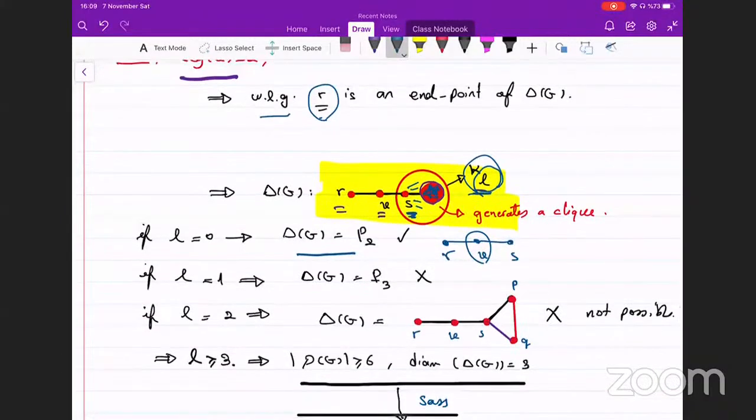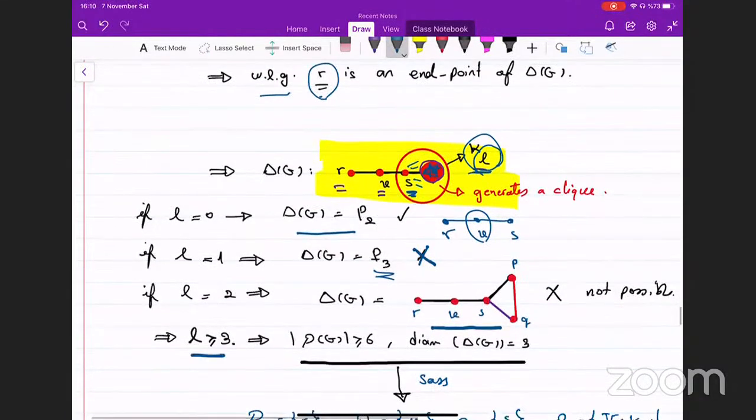If L is 1, then you obtain a path of length 3. As we discussed, a path of length 3 is not the character graph of any solvable group, so this is not possible. If L equals 2, you will obtain this graph. As we discussed, this is not a graph of a solvable group, because remember, we discussed rho 1, rho 2, rho 3, and rho 4, and the cardinality of rho 3 was 1, which was not possible. So L is at least 3. We have at least 3 vertices here. And altogether, this tells me that the cardinality of rho of G is at least 6.